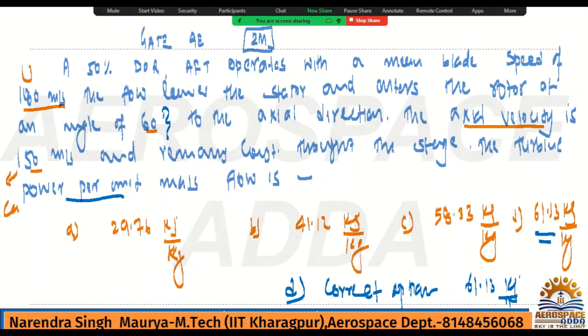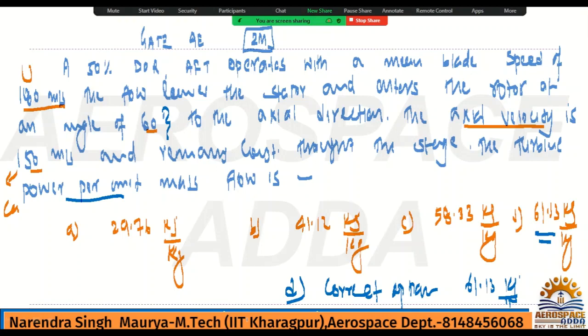An angle of 60 degrees, correct, and to the axial direction. In the statement they have given 'to the axial direction'. So it seems like it's a beta 2. That's the reason I told you, because here they have not mentioned whether it is alpha 1, alpha 2. They have simply given the angle.